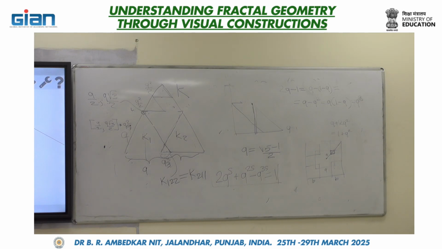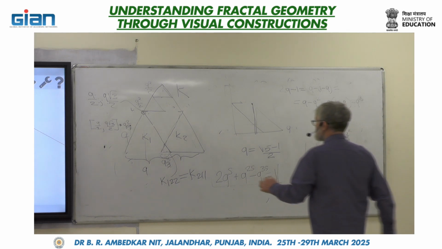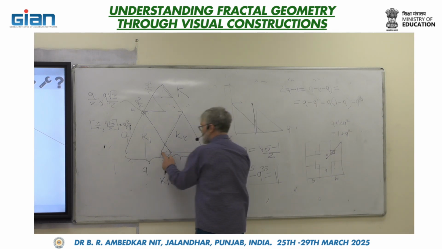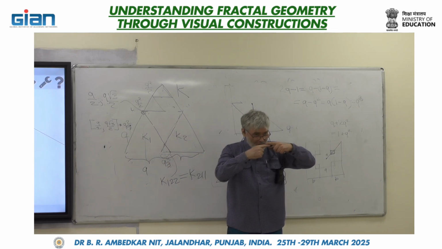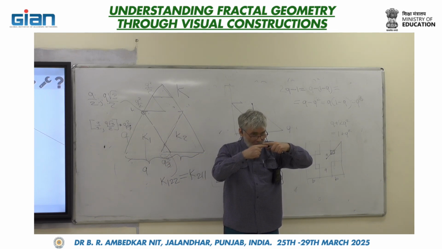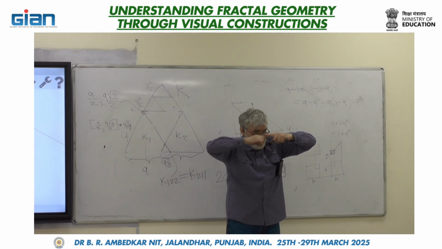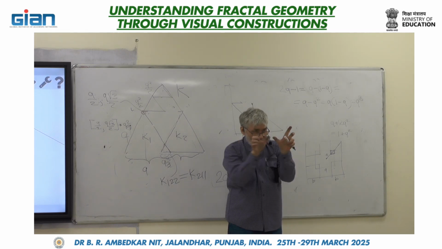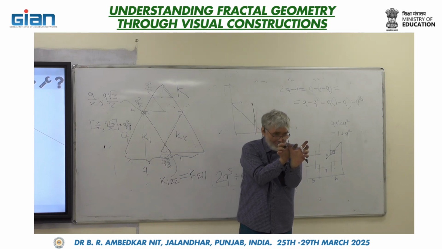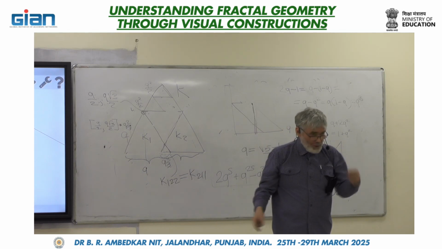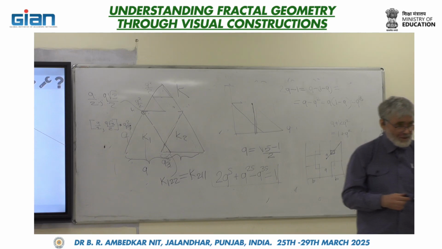Why are we taking 2q minus 1? You see, this is q, and this is also q. So the overlap is 2q minus 1. You have 2q, but they are on an interval of length 1. So their overlap will be 2q minus 1.